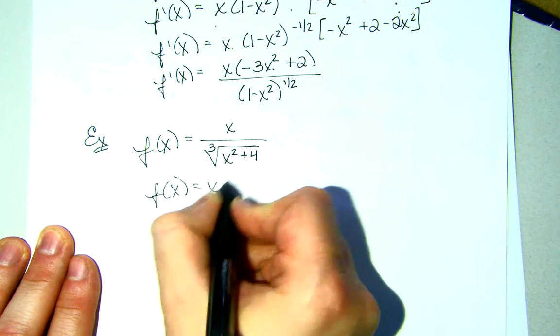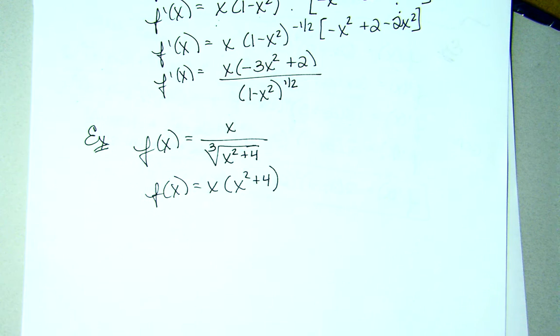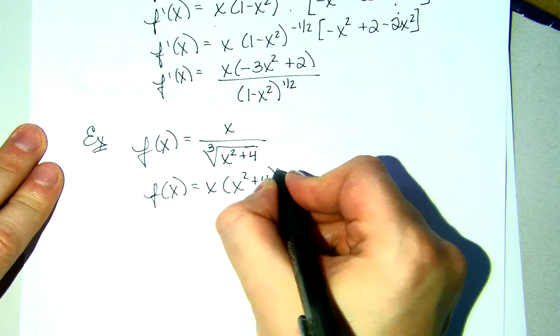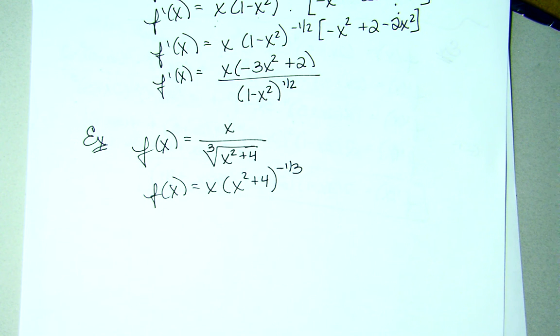f of x equals x times x squared plus 4 to what? To the 1/3, negative 3, negative 1/3? Not negative 3. Negative 1/3. It's a cube root on the bottom. That's a negative 1/3. That's the first important step. I feel like there will be a quotient in the homework. Don't do it. Make it a product rule thing and go from there.